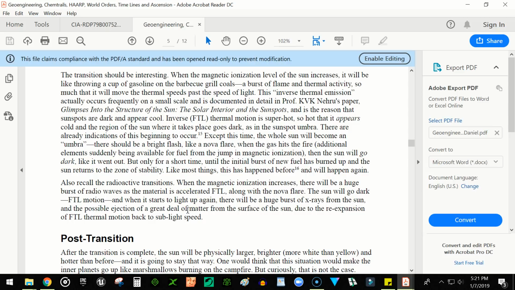Also recall the radioactive transitions. When the magnetic ionization increases, there will be a huge burst of radio waves as the material is accelerated faster than light, along with the nova flare. The sun will go dark, FTL motion, and when it starts to light up again, there will be a huge burst of X-rays from the sun and the possible ejection of a great deal of matter from the surface of the sun due to the re-expansion of the faster than light thermal motion back to sublight speed.